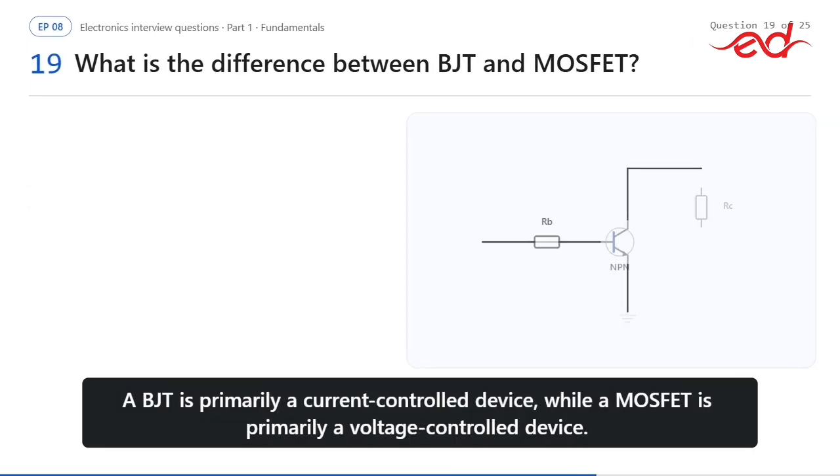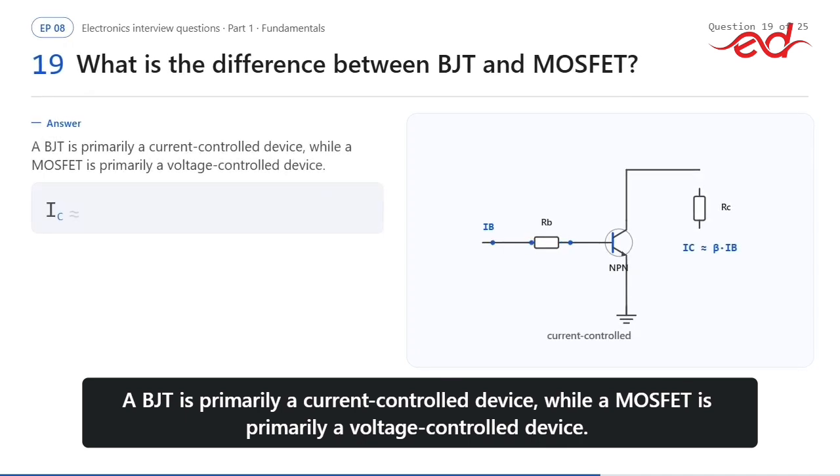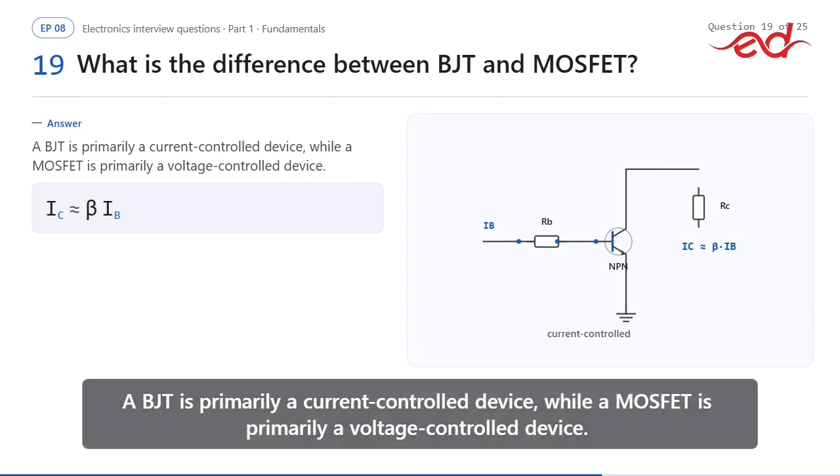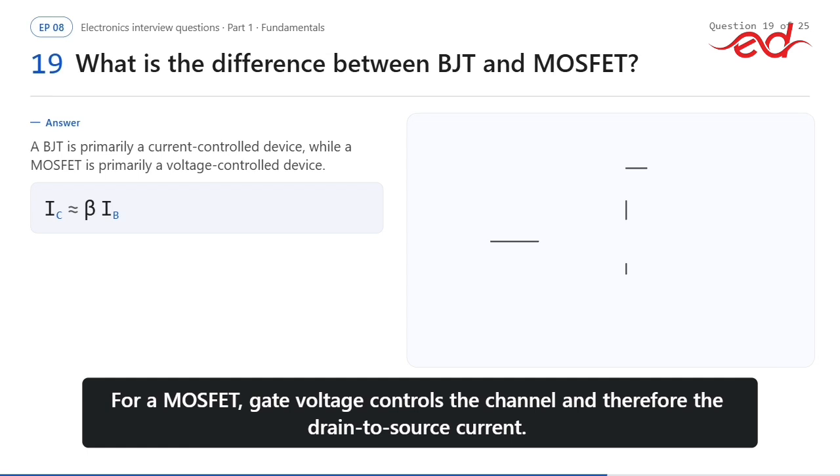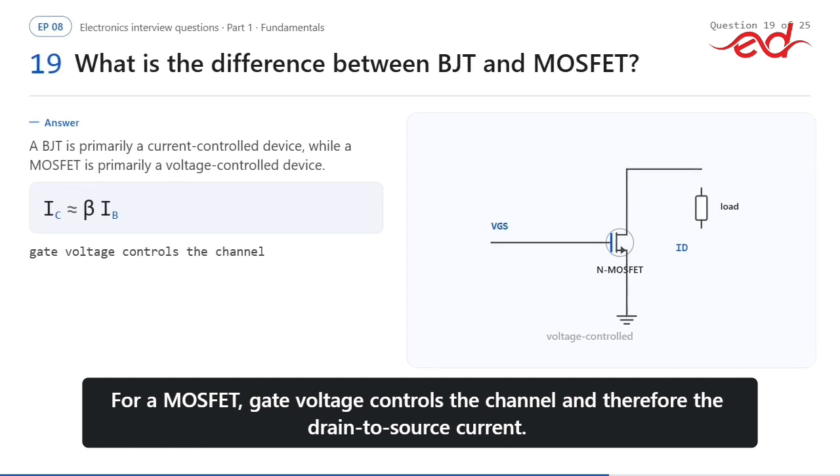Now coming to the next question, what is the difference between a BJT and a MOSFET? A BJT is primarily a current controlled device while a MOSFET is primarily a voltage controlled device. For a BJT, IC is equal to beta times IB, meaning the collector current is totally dependent upon the base current. If you increase the base current, then the collector current is going to increase exponentially.